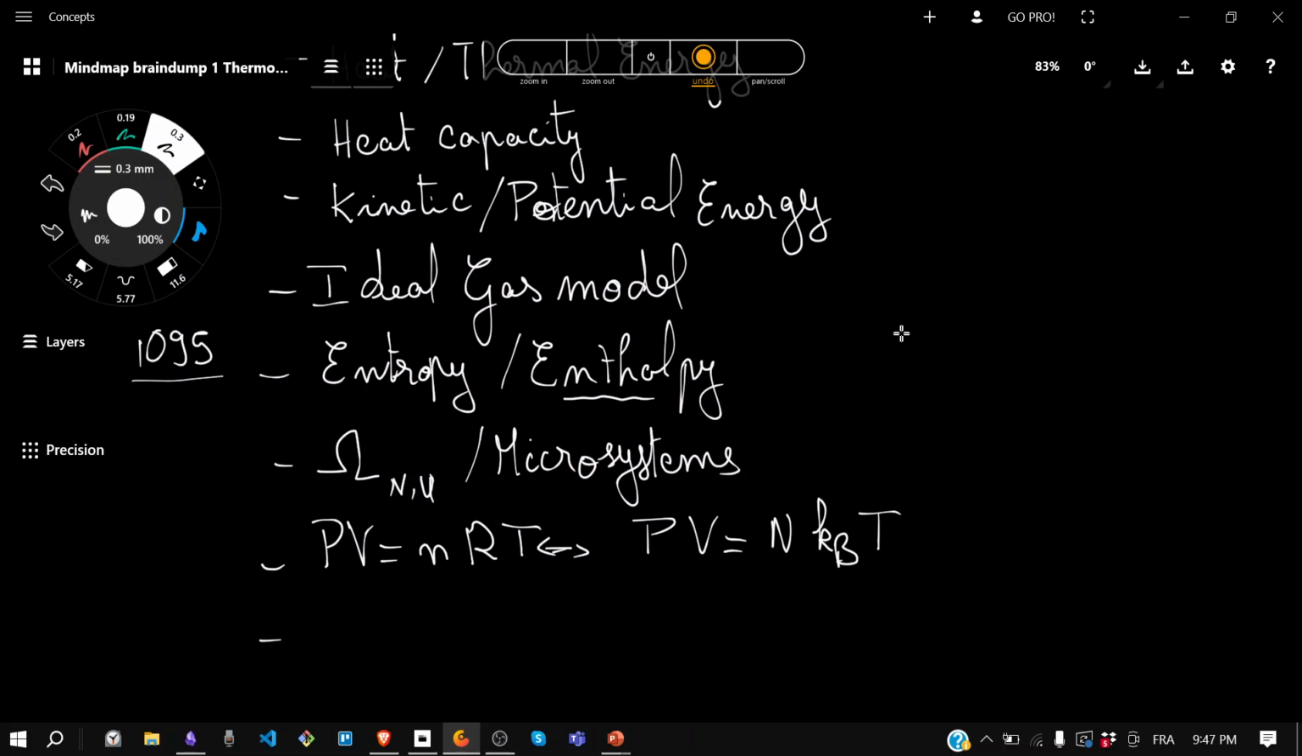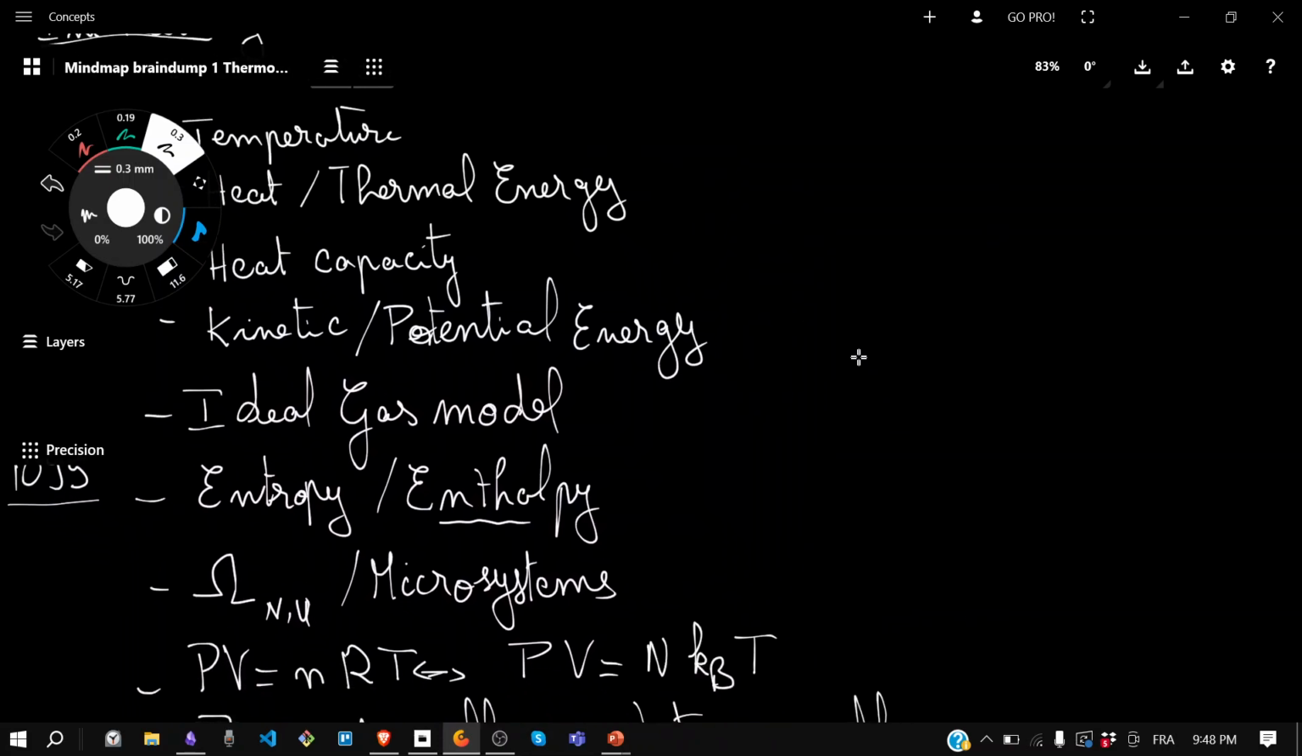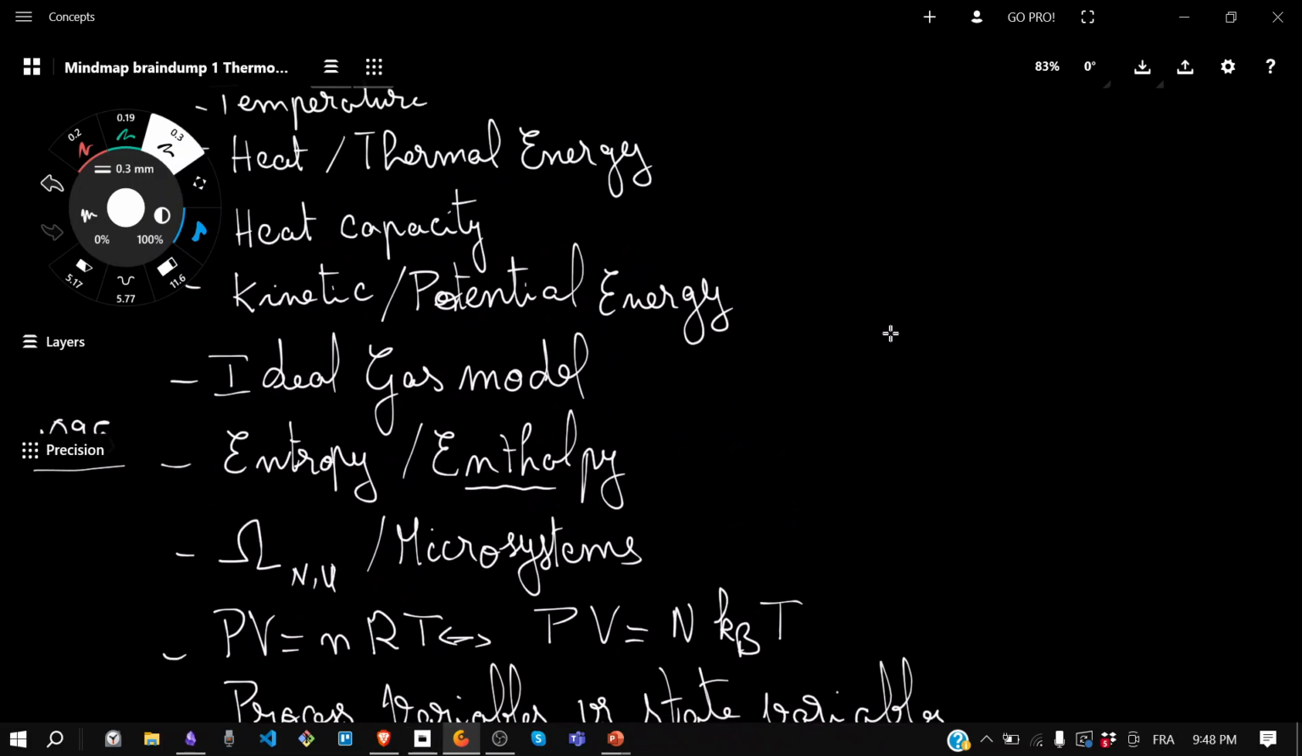Well, we have something very important. What are process variables versus state variables? Now, I believe we have an extensive list of keywords. We can get started right away.